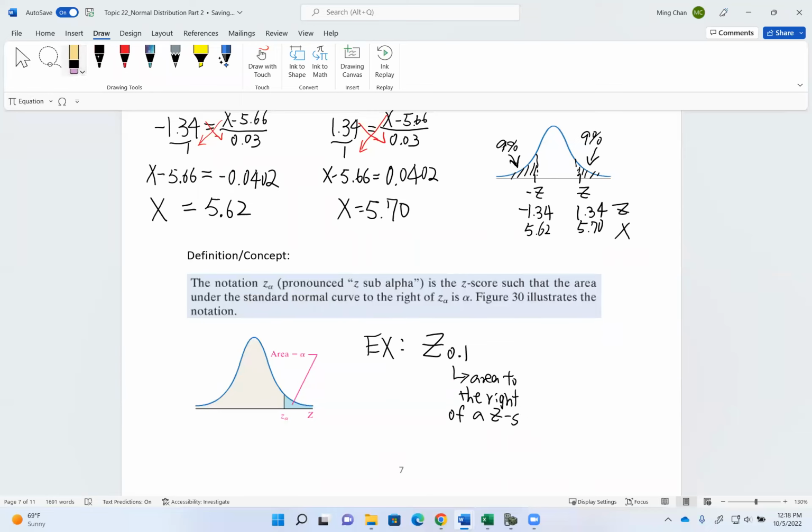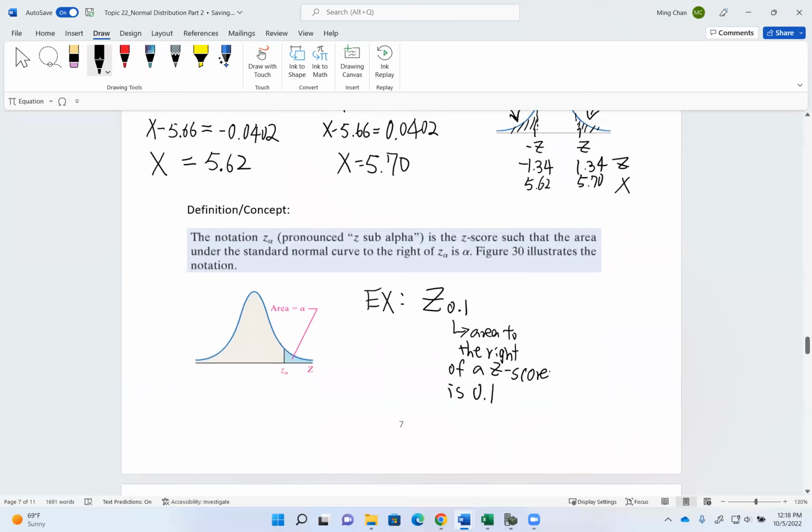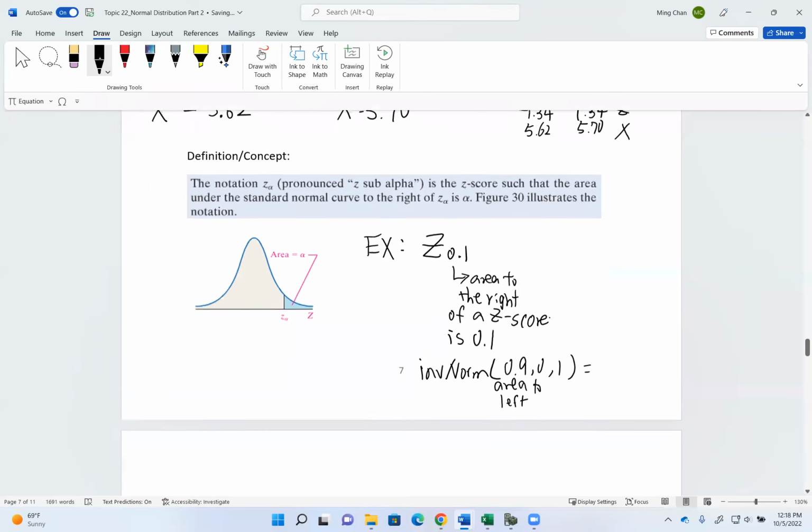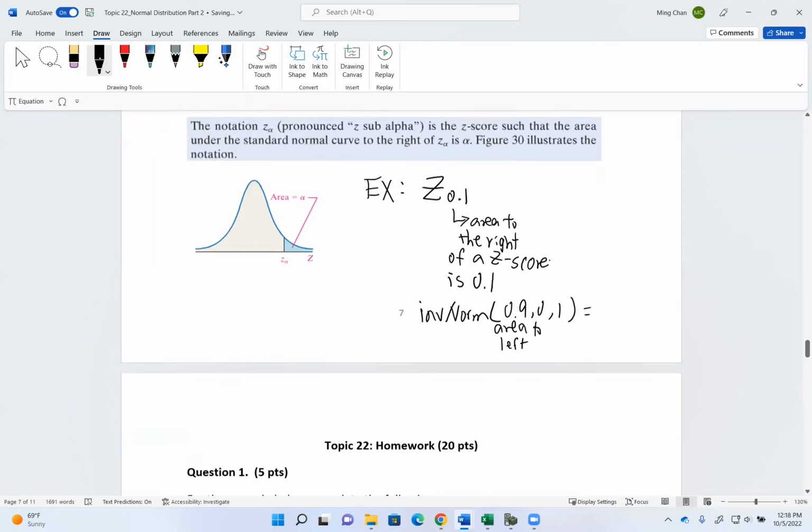Area to the right of a z-score is 0.1. So how do you go about finding that? Well, you have to use inverse norm because inverse norm always gives you the z-score. And what you put in the inverse norm is the area to the left. So if the area to the right is 0.1, the area to the left has to be 0.9, comma 0, comma 1. So that will actually give you the z-score whose area to the right is only 0.1.